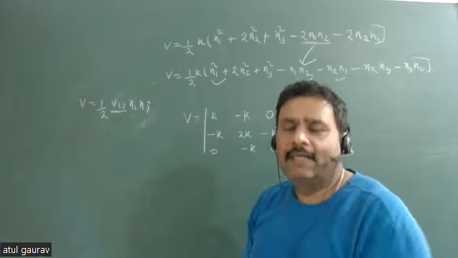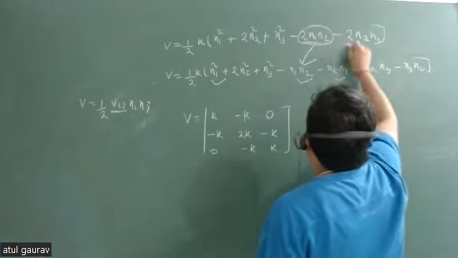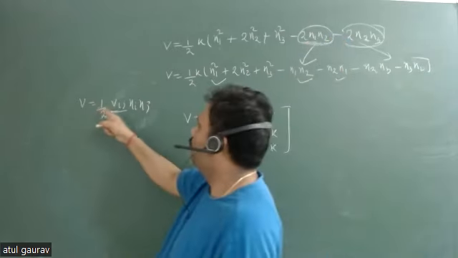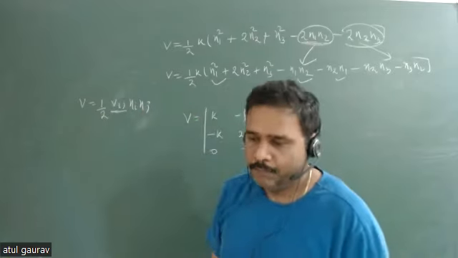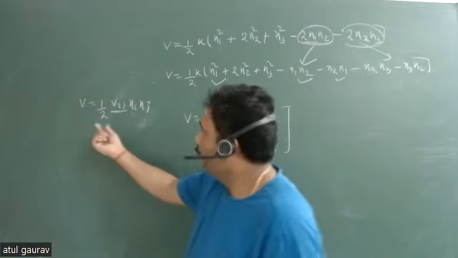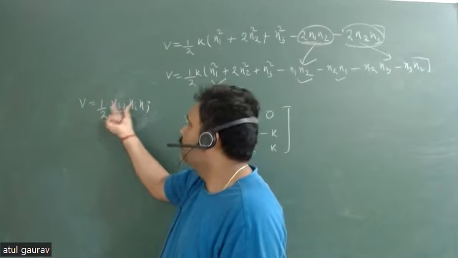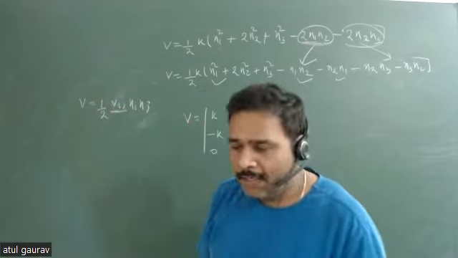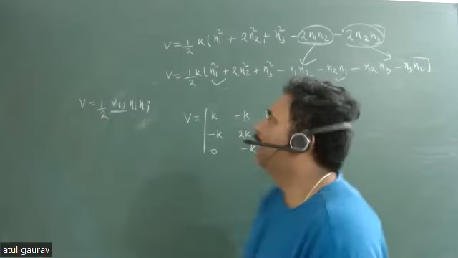In the exam you will be very fast, but always keep in mind that you have to symmetrize the thing. You have to go for the coefficient of half eta i eta j. Write it down: Vij is the coefficient of half eta i eta j. So this is my V matrix.